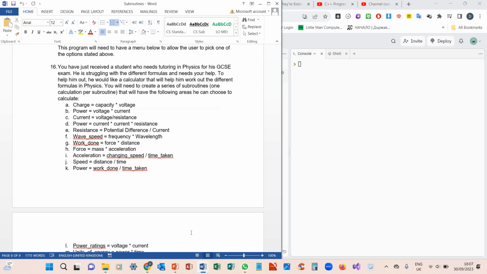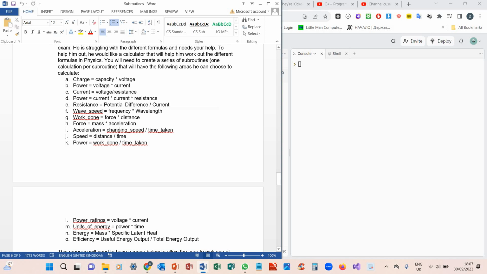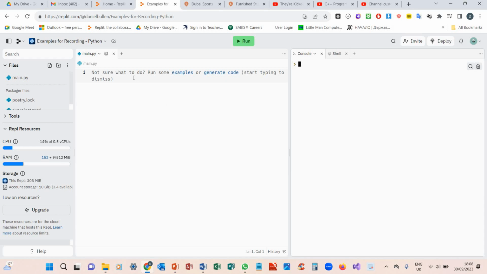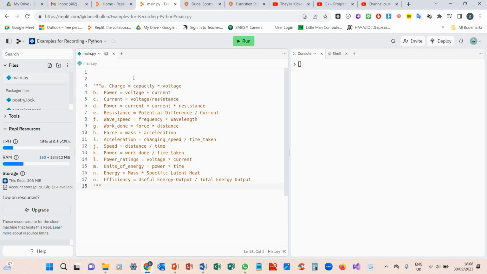So you need to create a series of subroutines. One calculation per subroutine, and it will have the following areas you can choose to calculate. Charge is capacity times the voltage. Power is voltage times the current. So these are all the different formulas we need to do. So what we can do to save time is we can just copy these formulas, and we're going to do shift quotes lots of times, and we're just going to do that. So we know, boom, that's what we want.